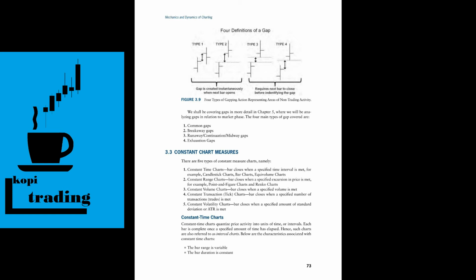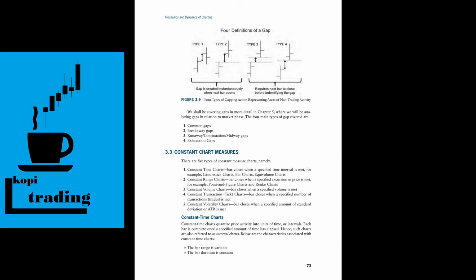1. Constant time charts. Bar closes when a specified time interval is met. For example, candlestick charts, bar charts, equivolume charts. 2. Constant range charts. Bar closes when a specified excursion in price is met, for example, point and figure charts and Renko charts. 3. Constant volume charts. Bar closes when a specified volume is met.